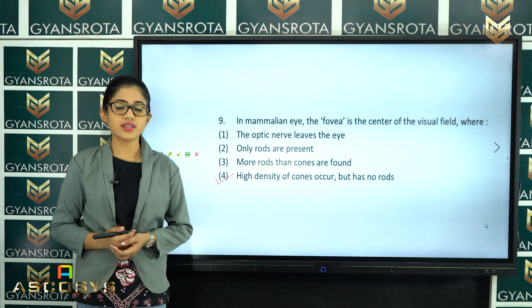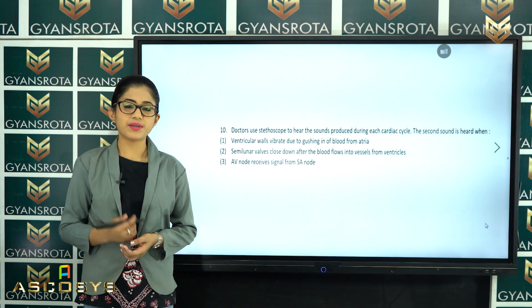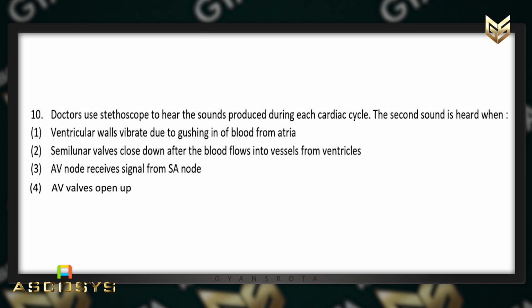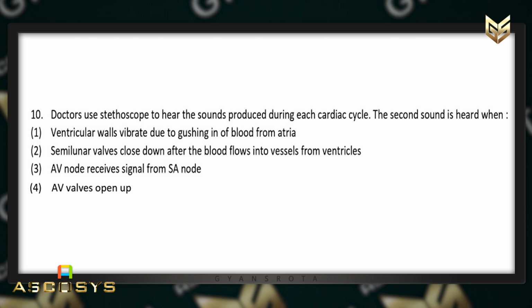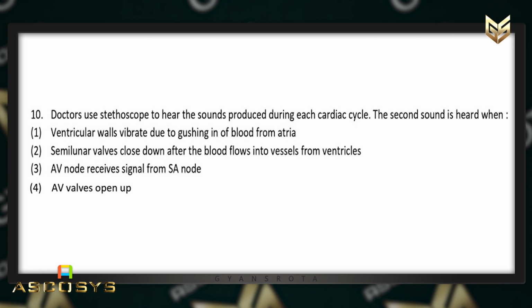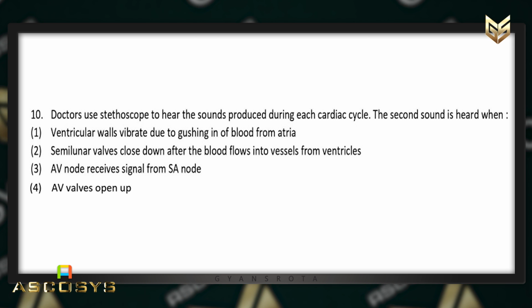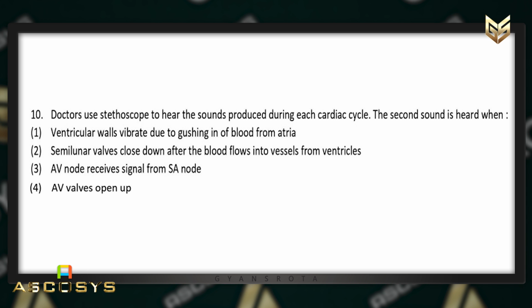Now, let us see the next question. Now, the next question is question number 10. You can see here, doctor used stethoscope to hear the sound produced during each cardiac cycle. The second sound is heard when 4 options are given. First is ventricular valves vibrate due to gushing in of blood from atria. Second is semilunar valves close down after the blood flows into vessels from ventricles. Third is AV node receives signal from SA node, and the fourth option is AV valves open up.